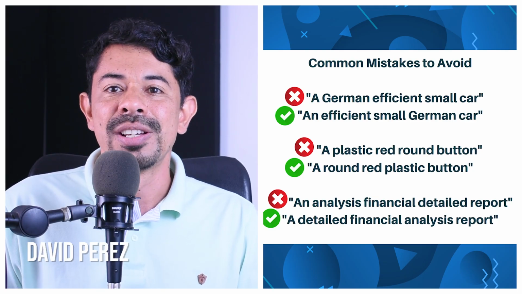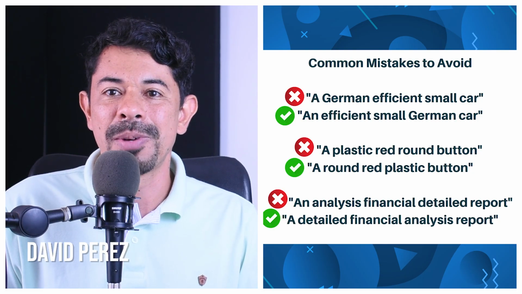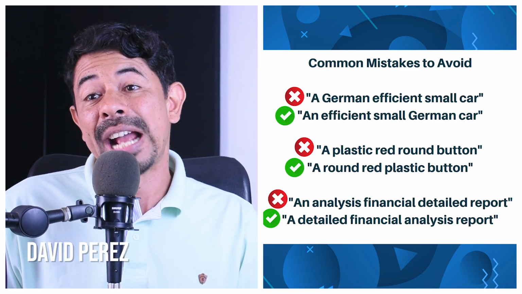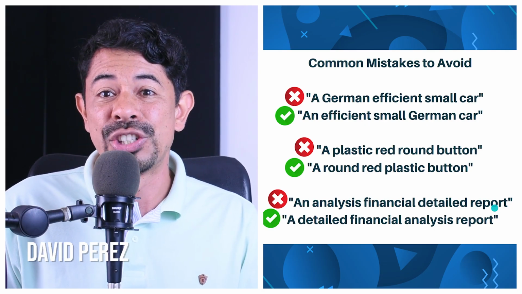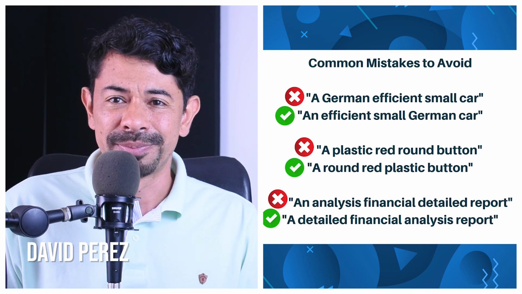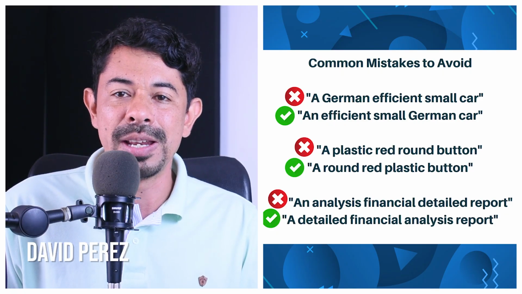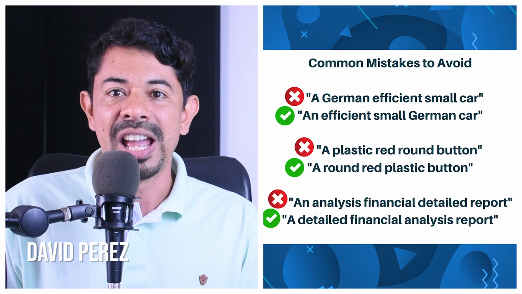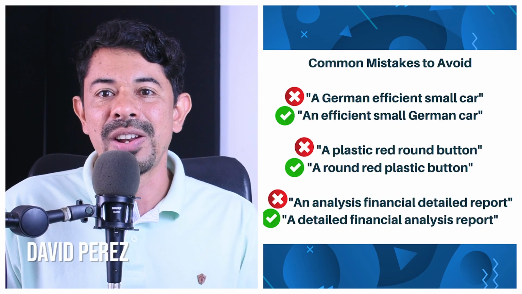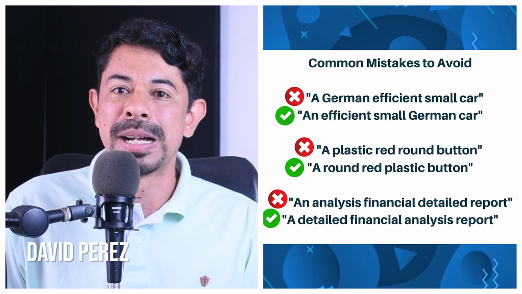An efficient small German car. That's the correct sequence, yes? An incorrect form could be, for example, a German efficient small car. Yeah, this doesn't work. The correct sequence in this case is opinion, size, origin. Efficient small German car.